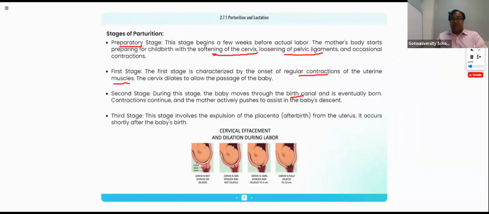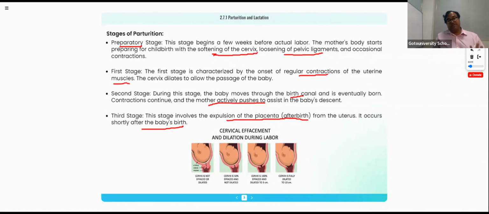The mother actively pushes to assist the baby's descent. It means the mother's muscle is pushing the baby to come outside of the mother's body, right? Then comes expulsion of the placenta from the uterus, which occurs shortly after the baby's birth, right? So these are the stages. This is the way parturition is completed, aided by oxytocin, of course.